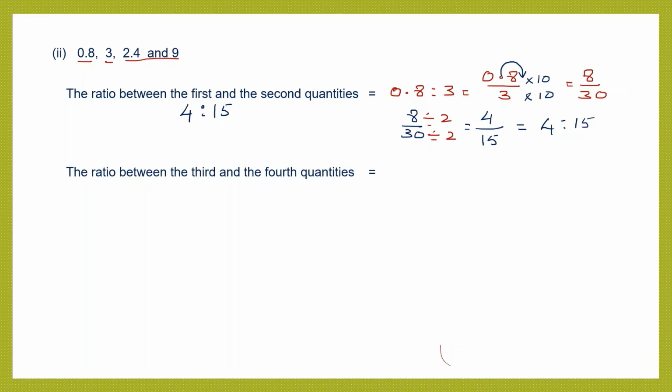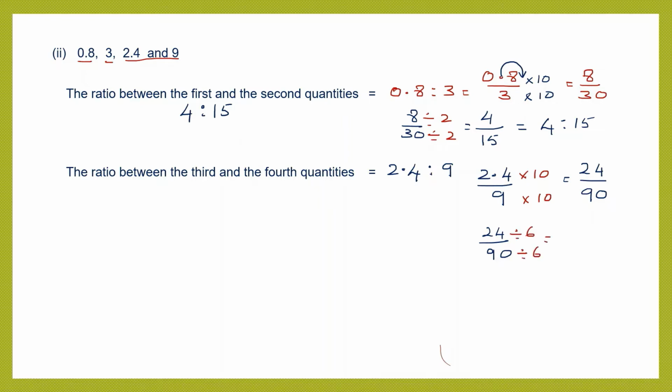Now let's take the ratio between the third and the fourth quantities. So here we have 2.4 is to 9. So let's do that. 2.4 divided by 9. Again, the numerator is a decimal number. So let me multiply it by 10, denominator also by 10. And let's see what we get. We get 24 by 90. Now, let's reduce this to the lowest term. Let's divide both by 6.